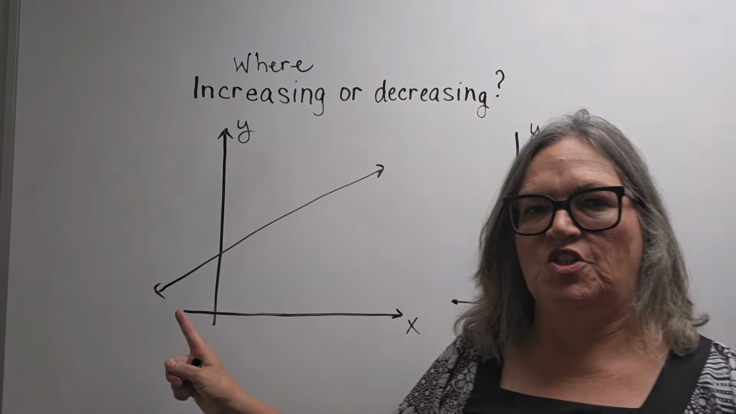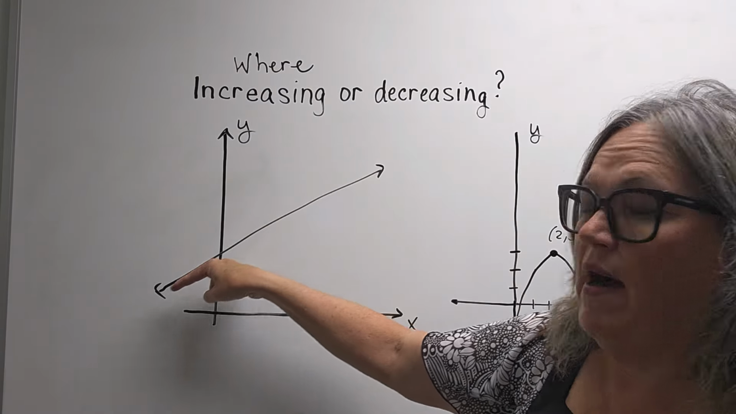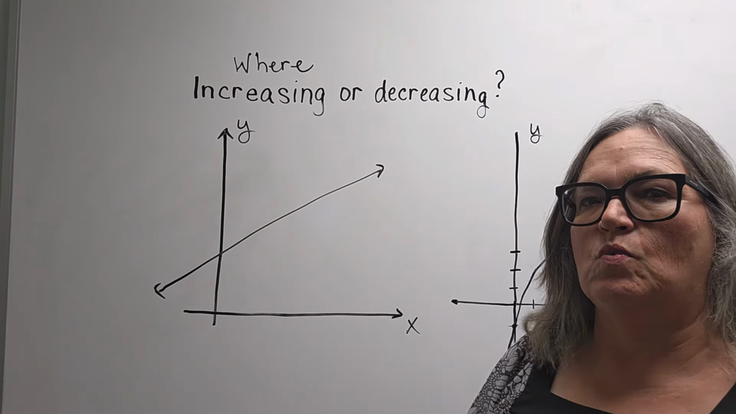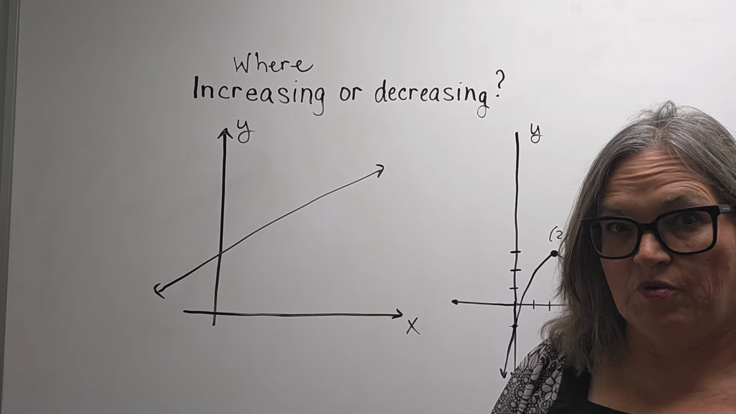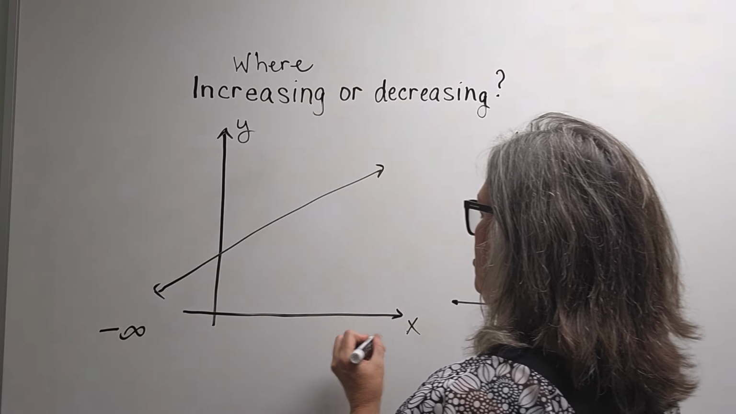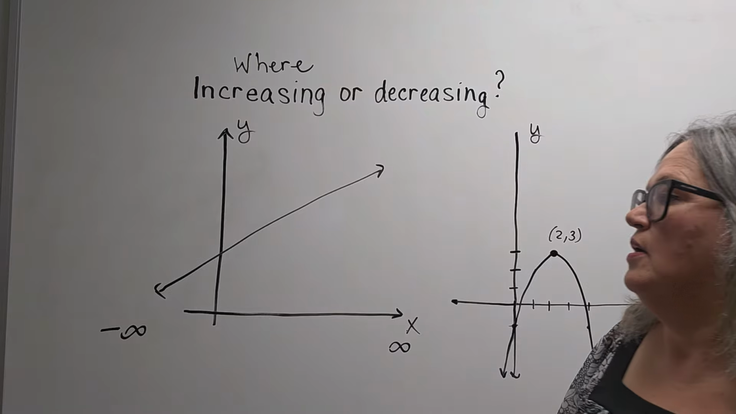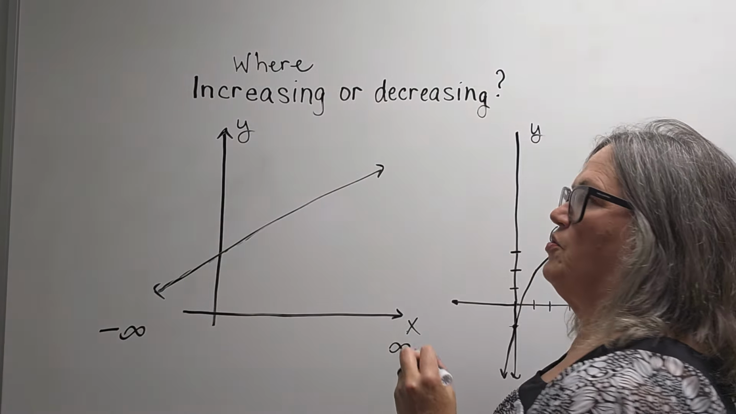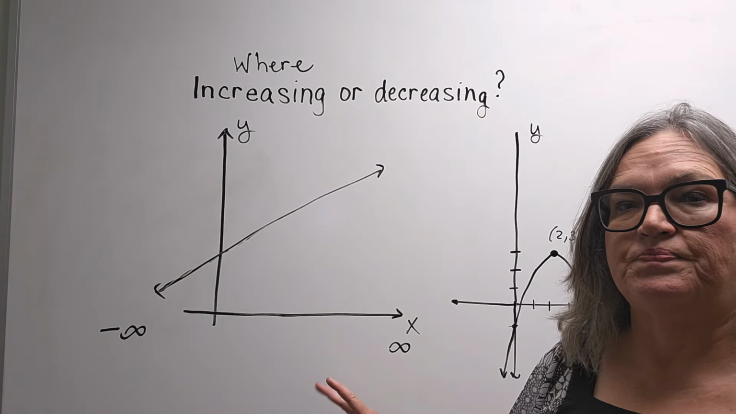Now here, this function, you might say, well, it looks like it's headed down, but it also looks like it's headed up. So which one is it? Well, it's increasing because we read from left to right. We start with the least and go to the greatest. And so from left to right, if we travel in that direction, we're headed up. So the function is increasing everywhere on the entire x-axis.